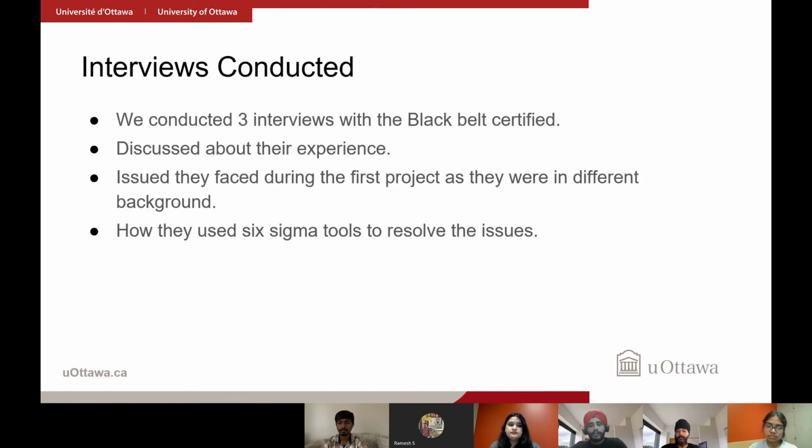Thank you, Mandeep and Ramesh, for explaining about Lean Six Sigma and its tools. Now I will explain briefly about the interviews which we conducted. We conducted 3 interviews with Black Belt certified experts. They were Stephen Buck from IRCC, Harpreet Singh from Western Financial Group, and Abhiraj Singh from BDO Canada. All of them were Black Belt certified.